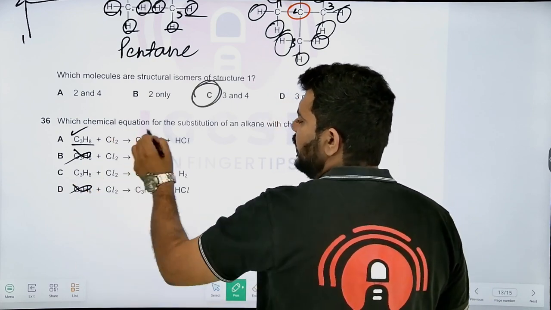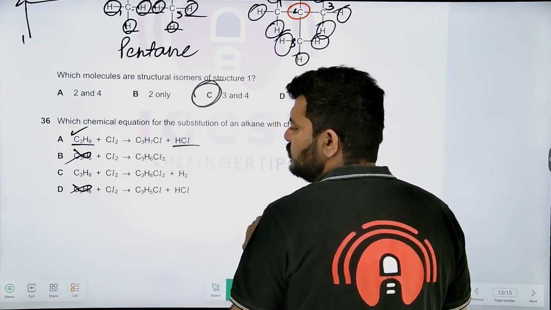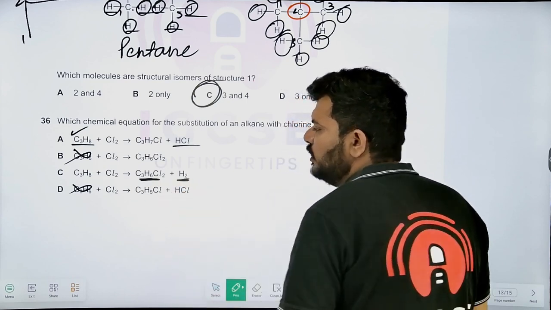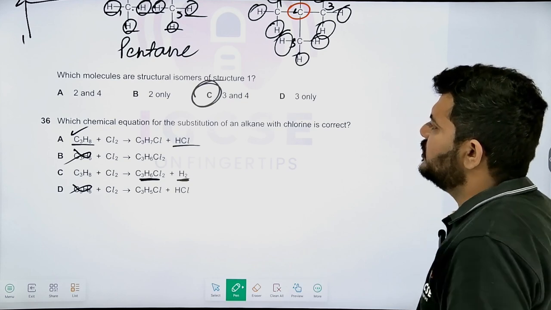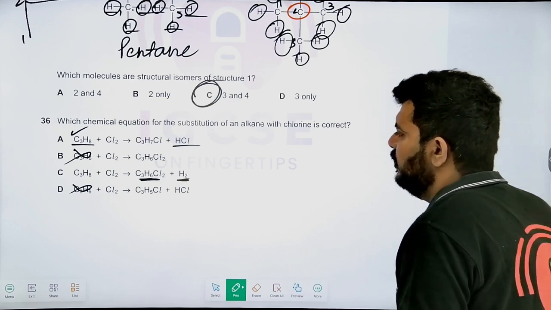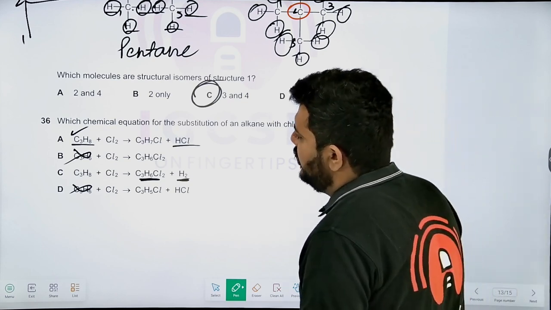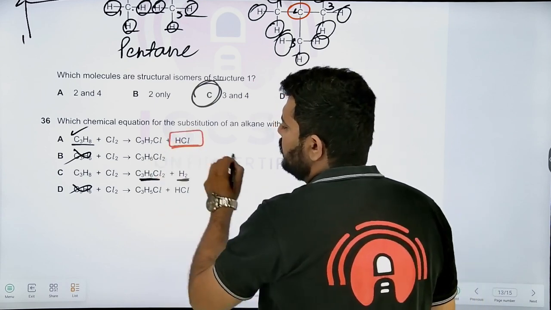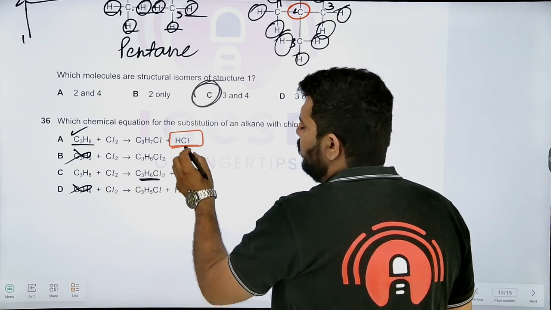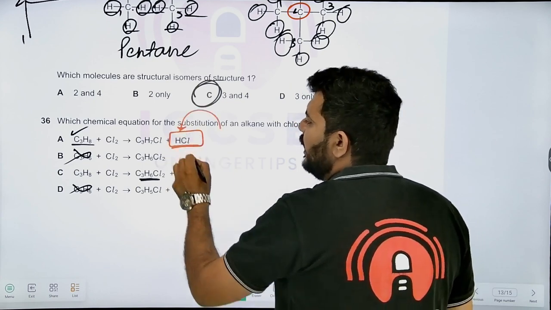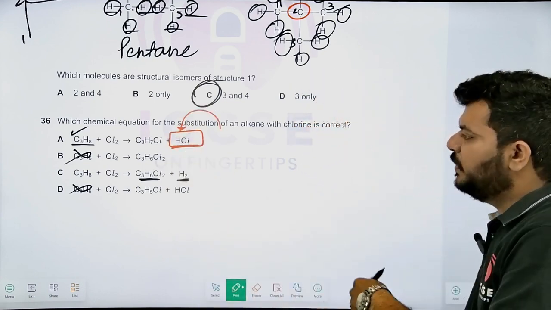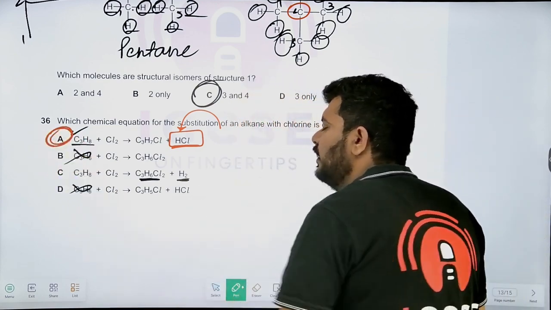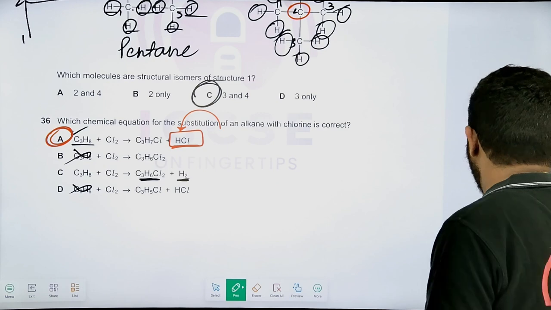One hydrogen gets replaced, HCl forms. Okay. Here, two hydrogen get replaced, H2 is formed. Right. This is substitution with chlorine. Okay. So here HCl is formed, so one of the chlorine forms a bond with hydrogen, the other chlorine takes the place of this hydrogen. So option A is your correct answer, right?